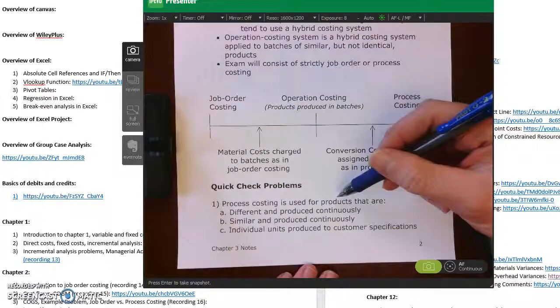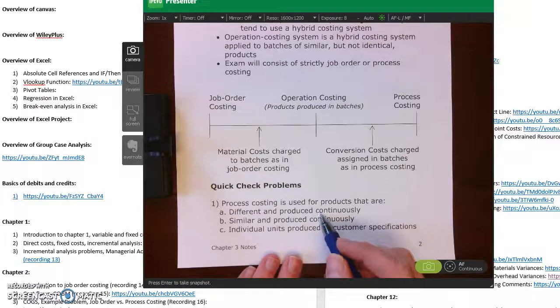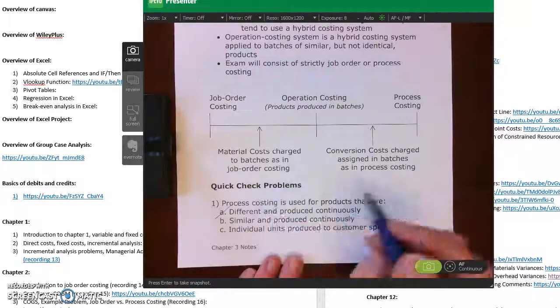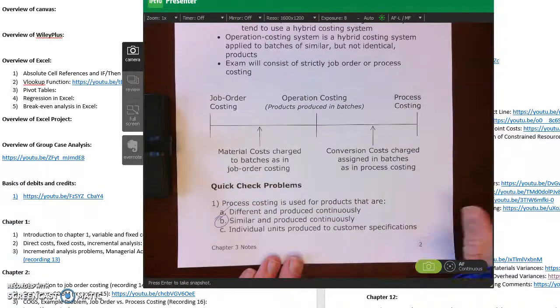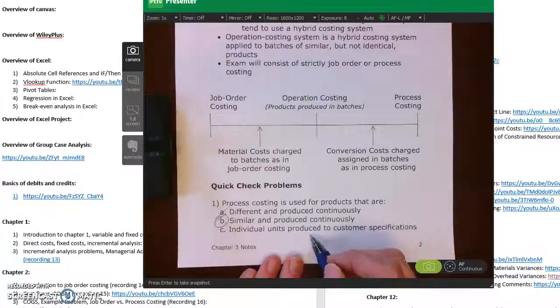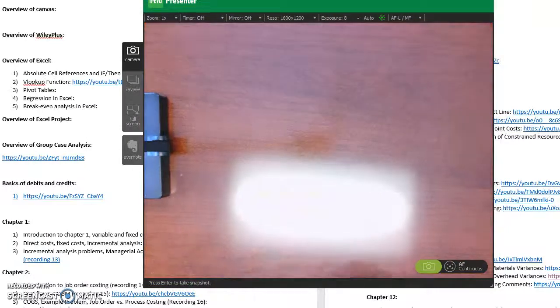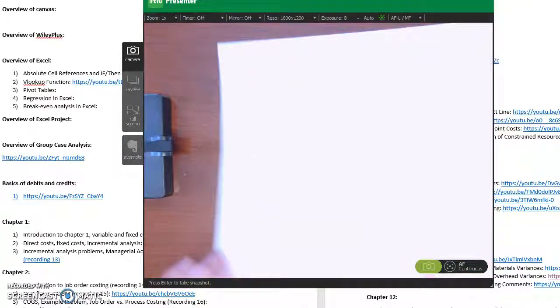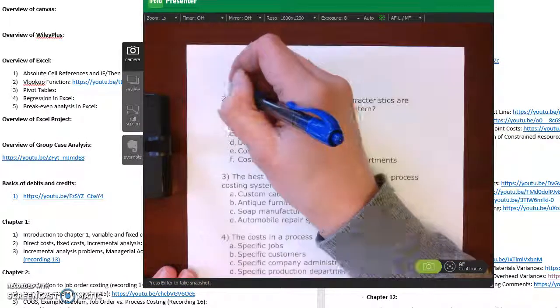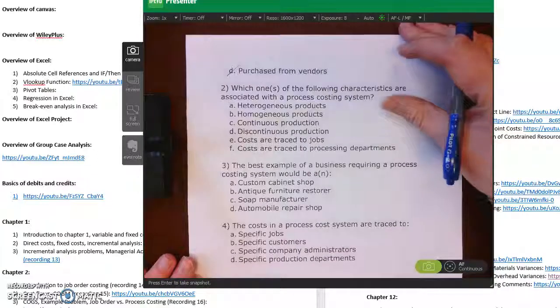Process costing is going to be used for products that are different and produced continuously. No. Similar and produced continuously. Yes. Individual units produced to customer specs. No. Okay. Purchase from vendors. No. That has nothing to do with that. It would be a merchandising company anyways.